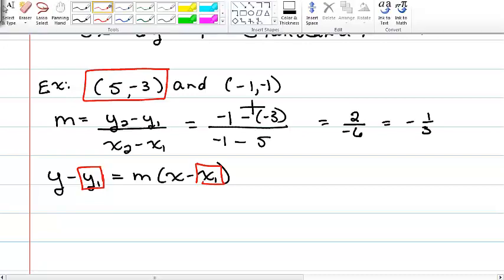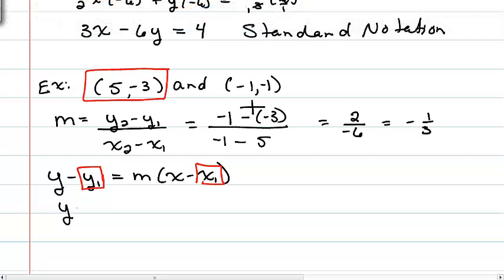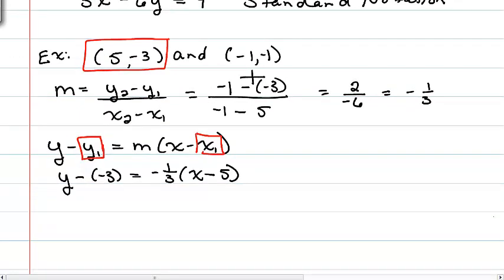So let's go ahead and plug in these values. It's y minus whatever the y-coordinate is, and the y-coordinate is negative 3. That's equal to the slope, which we calculated earlier was negative 1/3, times the quantity x minus the x-coordinate, which is 5. And now I want to write this in standard form. I'll also write it in slope-intercept form just so you can see both things. So y minus a negative 3 is the same as y plus 3. And then you can distribute this negative 1/3. Negative 1/3 times x is negative 1/3 x. And negative 1/3 times negative 5 is positive 5/3.